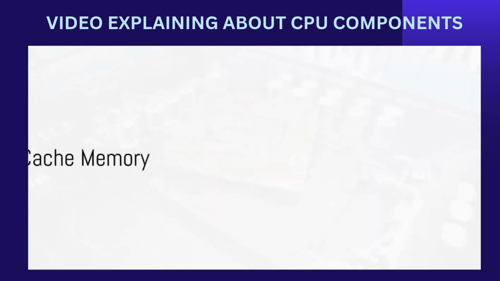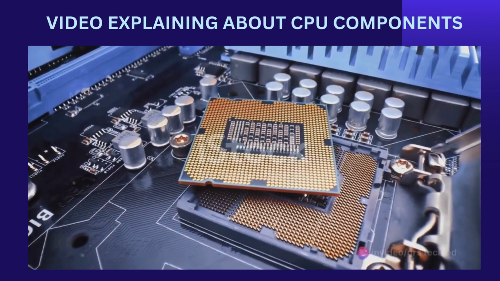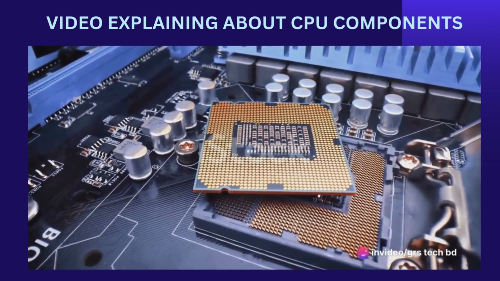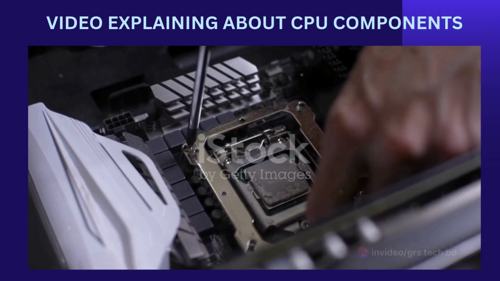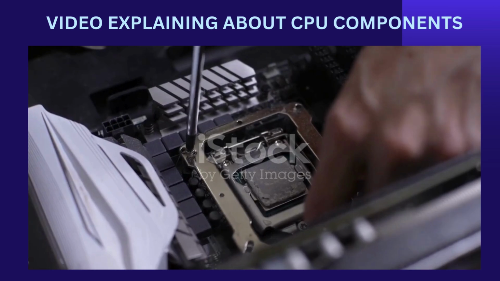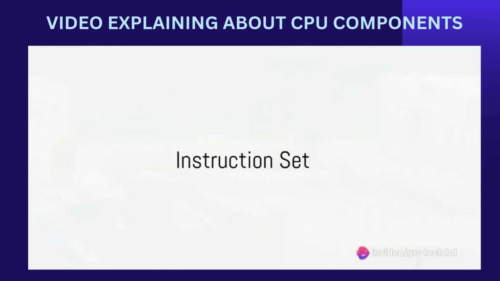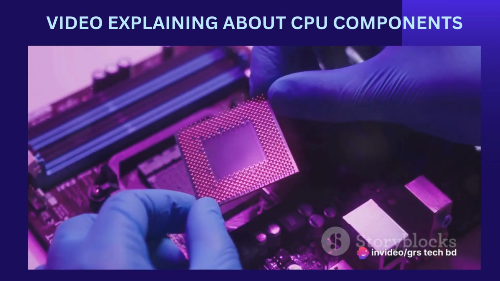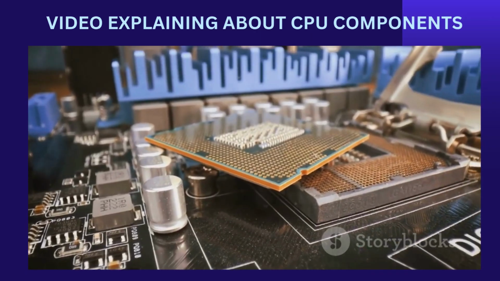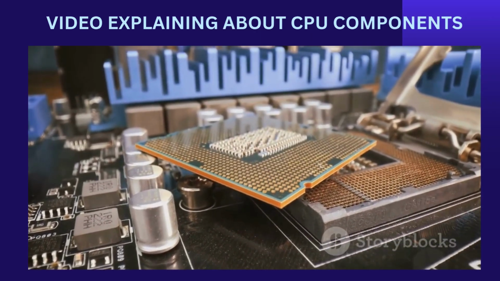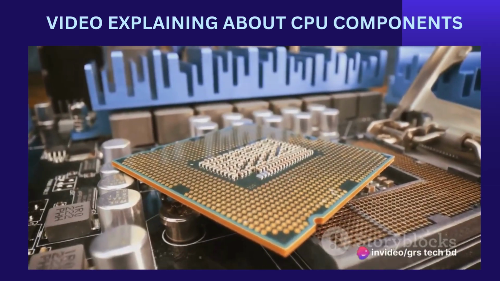Moving on, there's the cache memory. The processor typically has various levels of cache memory to store frequently used data for quick access. It's like the processor's short-term memory, holding on to frequently used information for easy access. Finally, we have the instruction set. This is the set of instructions the processor can execute. It's often categorized as reduced instruction set computing or complex instruction set computing. It's like the processor's language, the commands it understands and can execute.